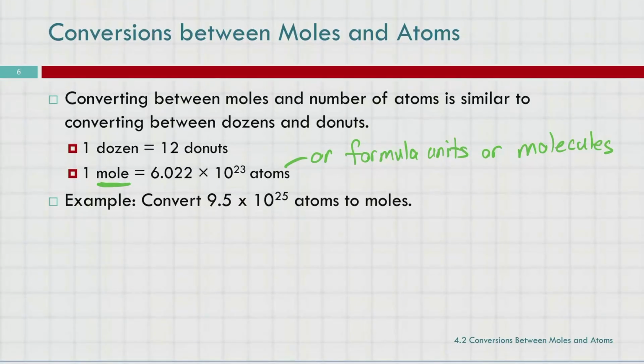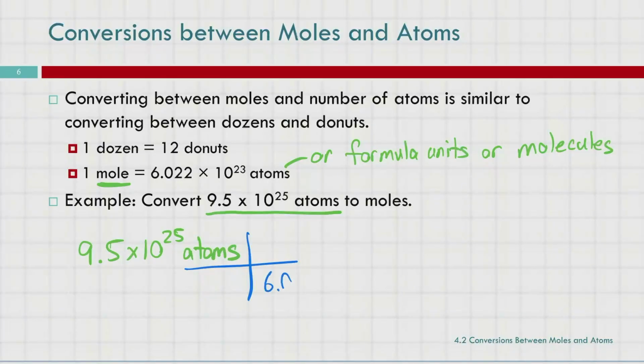So let's say that we want to convert 9.5 times 10 to the 25 atoms to moles. We're going to start with our 9.5 times 10 to the 25 atoms. And the conversion factor is 1 mole equals Avogadro's number of atoms. So we're going to divide by Avogadro's number. That part goes on the bottom. And 1 mole goes on the top. And this should leave us with a slightly less ridiculous or significantly less ridiculous number.